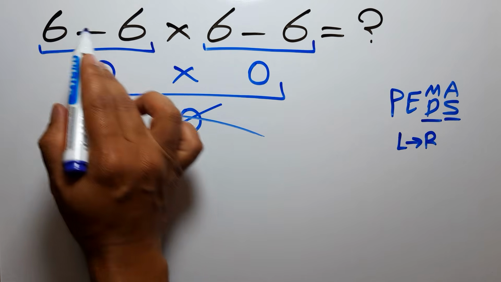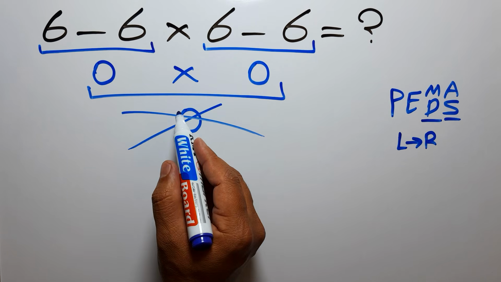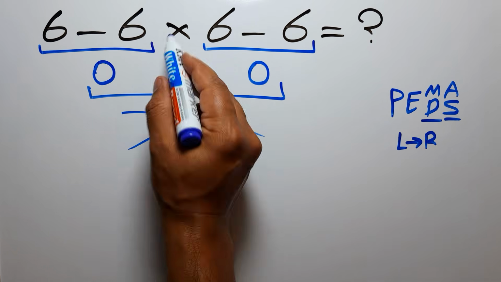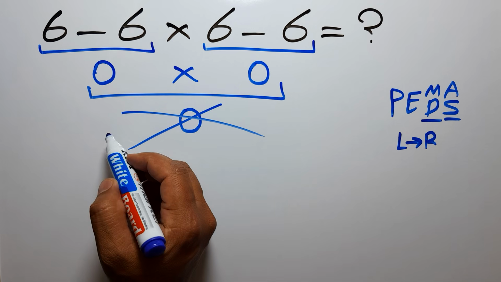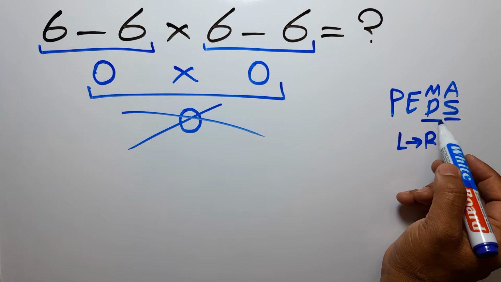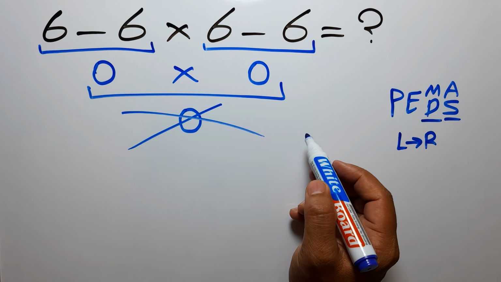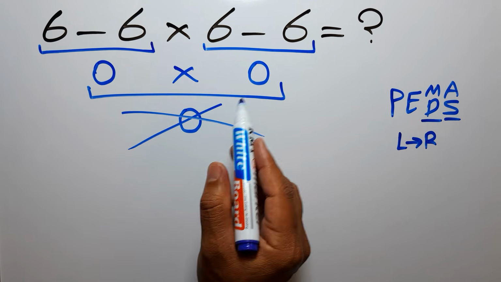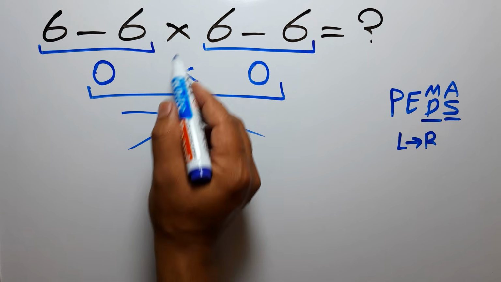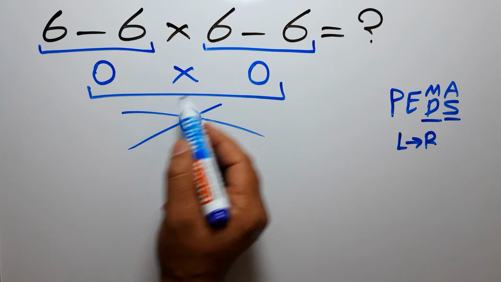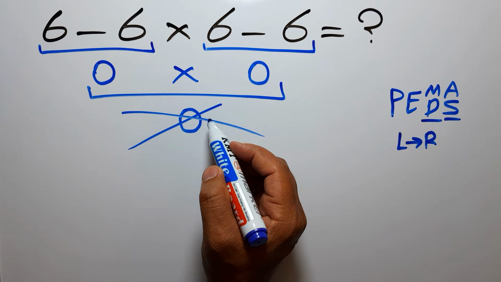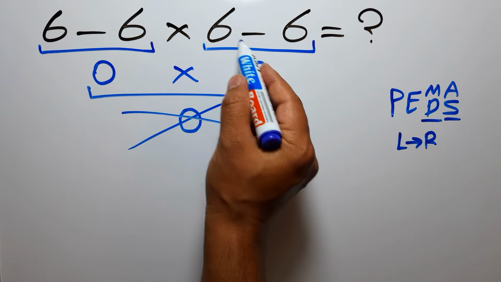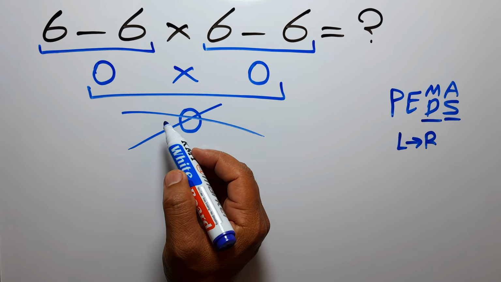In this expression we have 2 subtractions and 1 multiplication. According to PEMDAS, multiplication has higher priority than subtraction, because multiplication comes before subtraction. And when we have more than 1 subtraction in an expression, we have to work from left to right. So therefore, first we have to do this multiplication, then this subtraction, and finally this subtraction. If we do this subtraction or this subtraction before this multiplication, it is wrong.